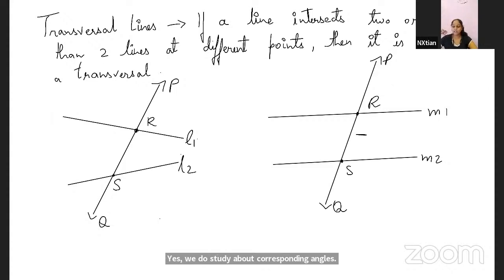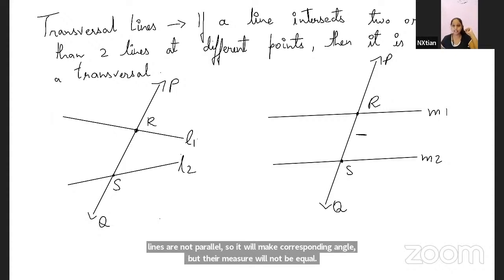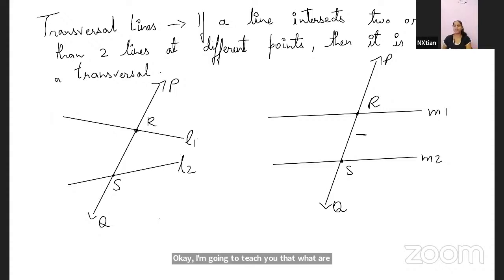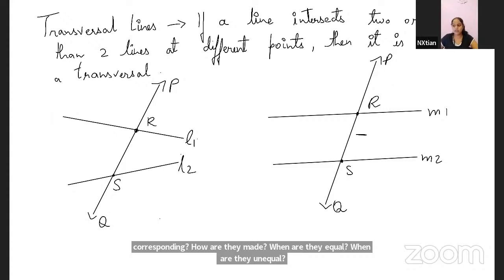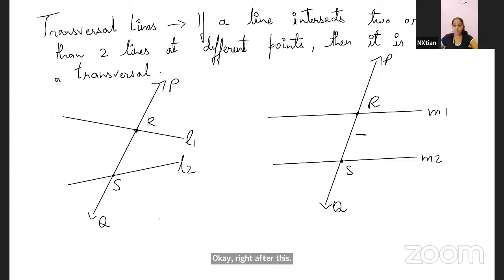When lines are parallel, we have corresponding angles which are equal to each other. But when lines are not parallel, as in the first figure, it will make corresponding angles, but their measure will not be equal. I'm going to teach you what corresponding angles are, how they are made, when they are equal, and when they are unequal. Right after this, I will show you what corresponding angles are and how they are made.